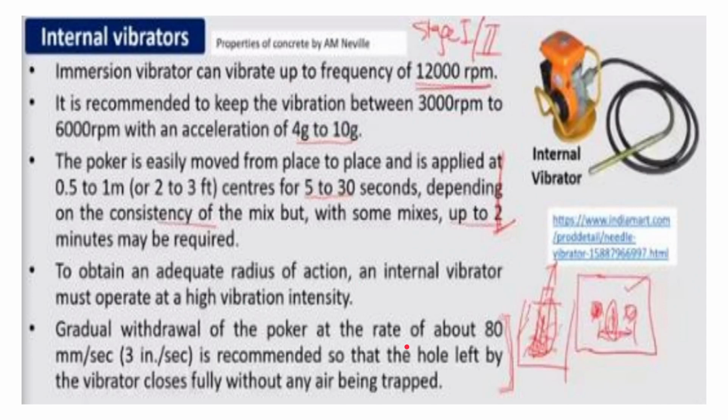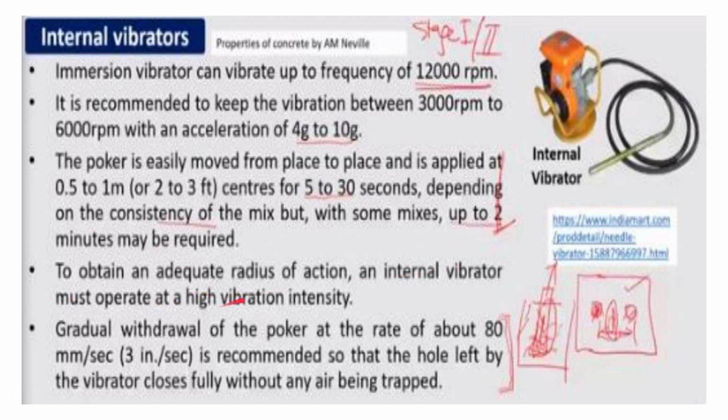An immersion vibrator can vibrate up to a frequency of 12,000 revolutions per minute. It is recommended to keep the vibration between 3,000 rpm to 6,000 rpm, with an acceleration of 4g to 10g. The poker is easily moved from place to place and is applied at 0.5 to 1 meter, or 2 to 3 feet, centers for 5 to 30 seconds depending on the consistency of the mix. But with some mixes it can even go up to 2 minutes, because it may be required.